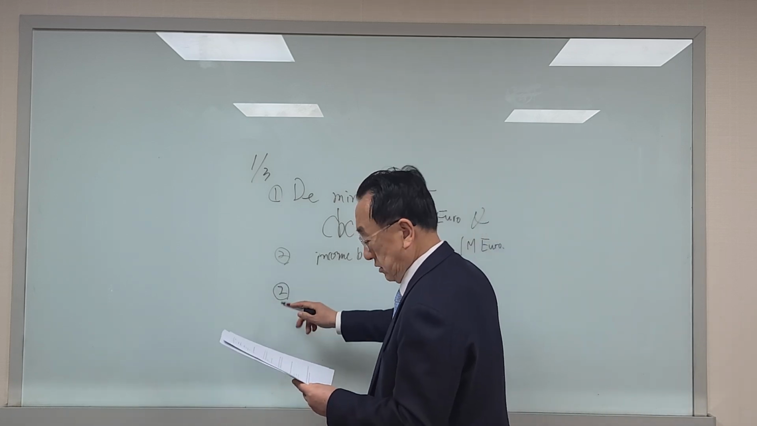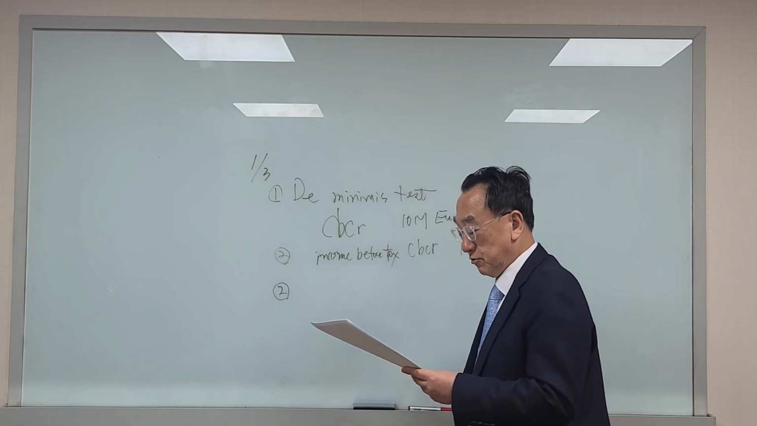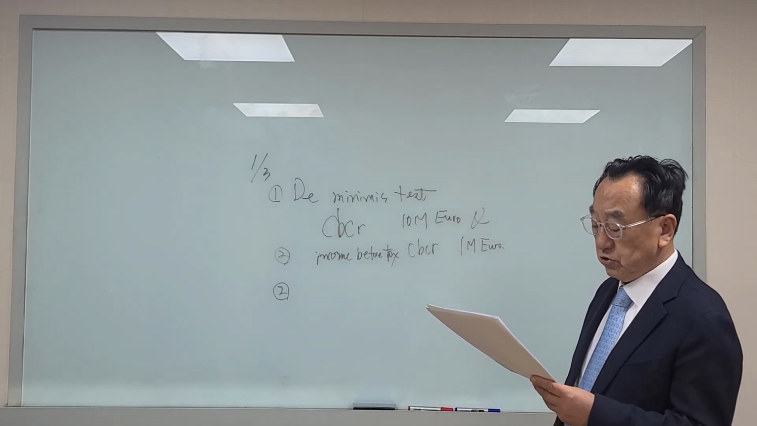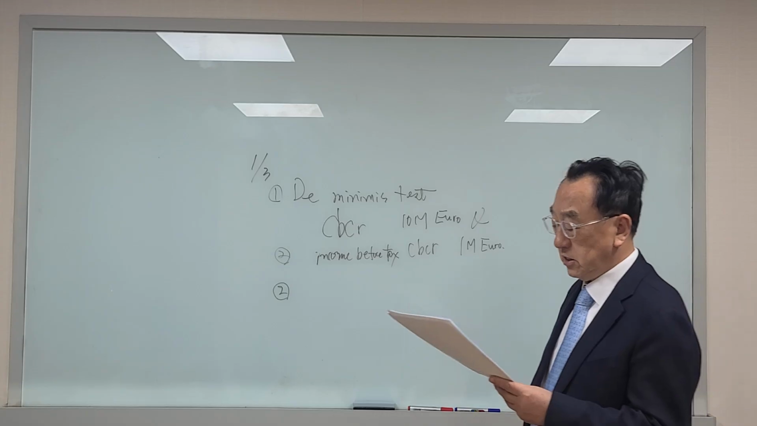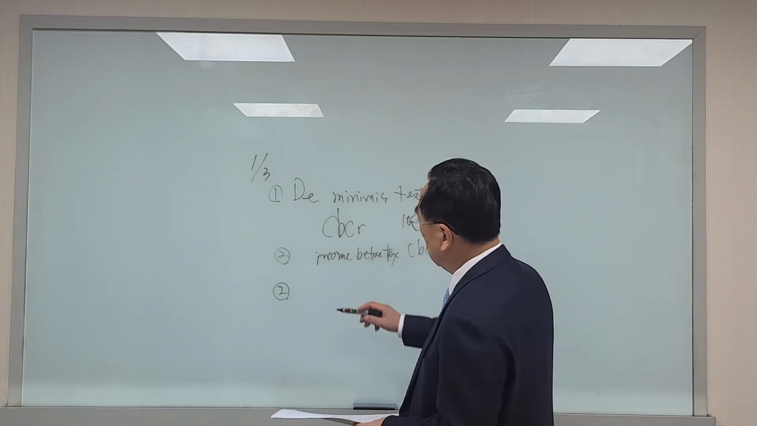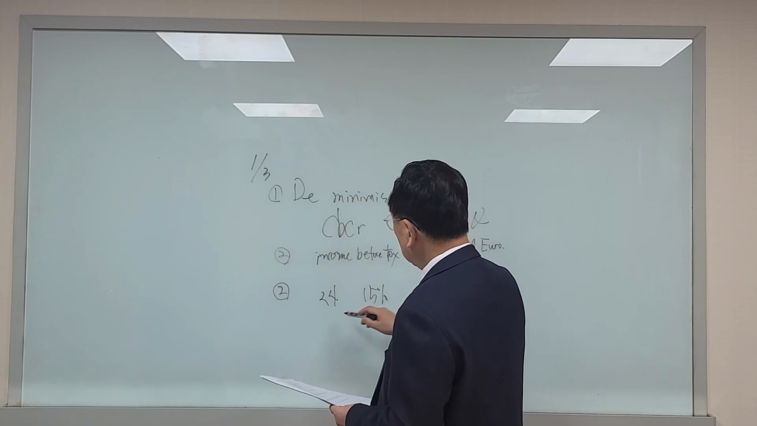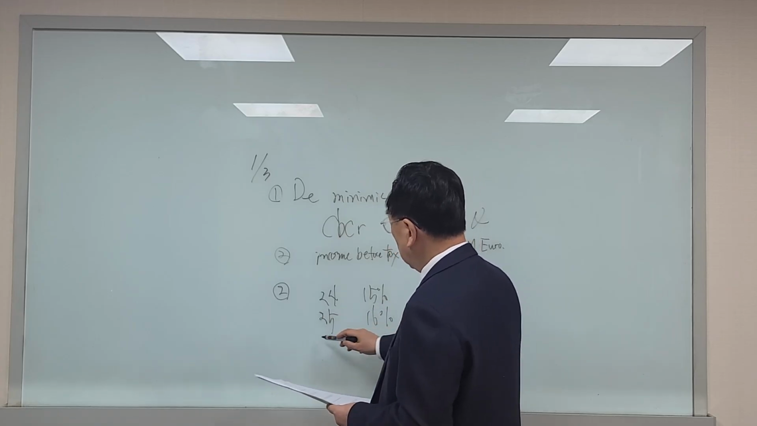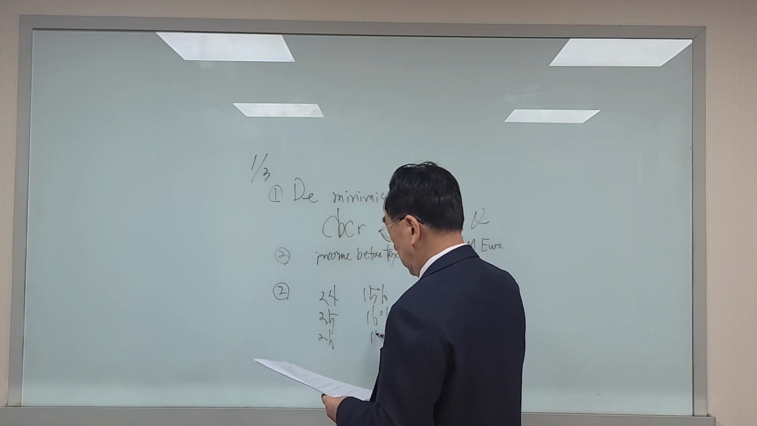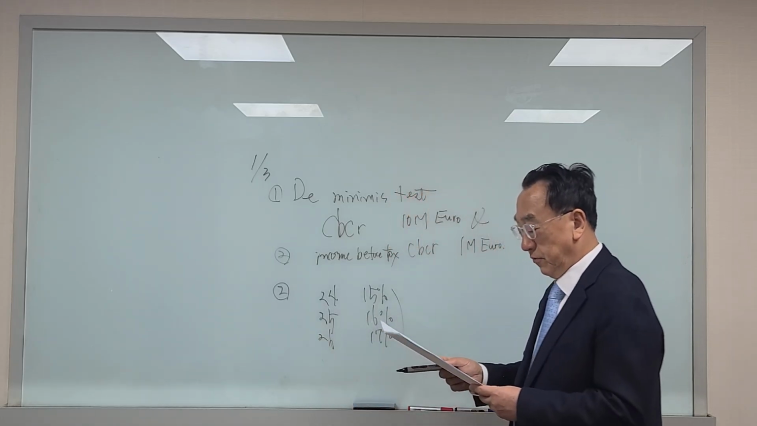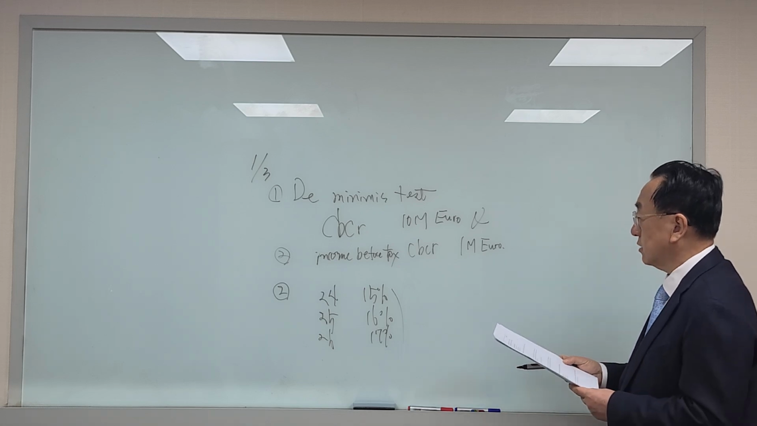Number 2 is simplified effective tax rate. The simplified effective tax rate calculated for the jurisdiction must meet or exceed the threshold of, in 2024, 15%, 2025, 16%, and 2026, 17%. This is the simplified effective tax rate test.